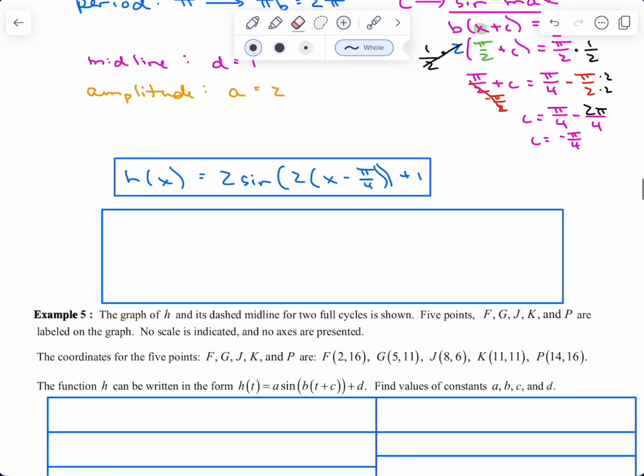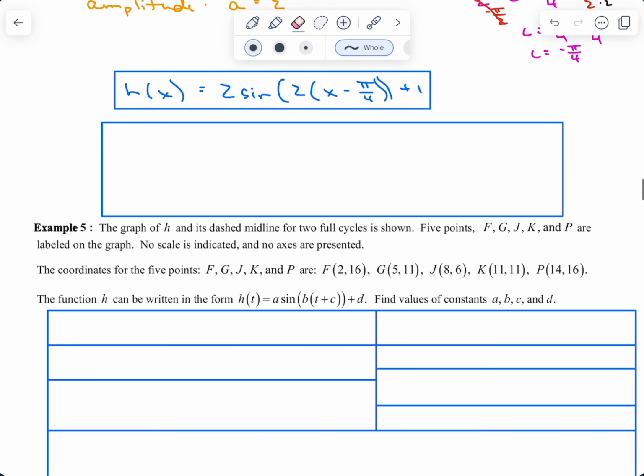Okay, example 5. Very similar, only this one you do have to plot the points. So why don't you go ahead, pause the video, plot the points F, G, J, K, and P on the graph provided, and then figure out, again, what your A, B, and D values are: your amplitude, your B, which comes off of your period, and your midline. Go ahead, pause the video.